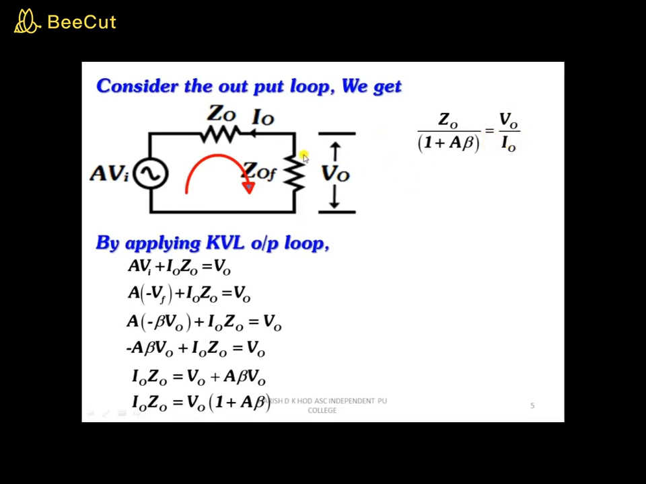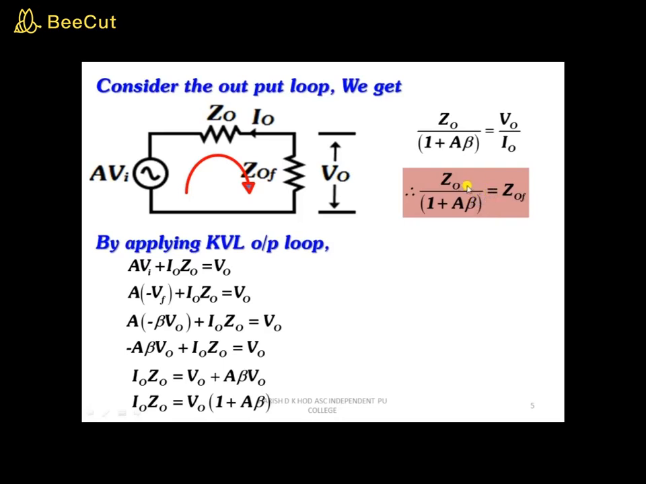A very important point, look at this. If you observe in this diagram, this is a resistor ZOF, and the voltage developed across that resistor is VO and the current which flows through that resistor is IO. Then if I divide VO by IO, I will get ZOF from Ohm's law: V is equal to I into R, or R is equal to V by I. So therefore I can write VO by IO as ZOF, and ZOF is equal to ZO divided by 1 plus A beta, and this is the expression for output impedance of an amplifier with negative feedback.